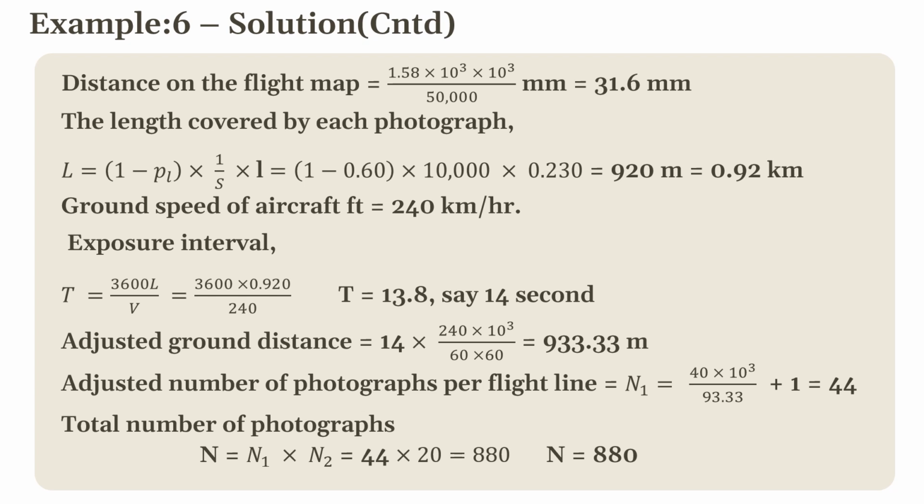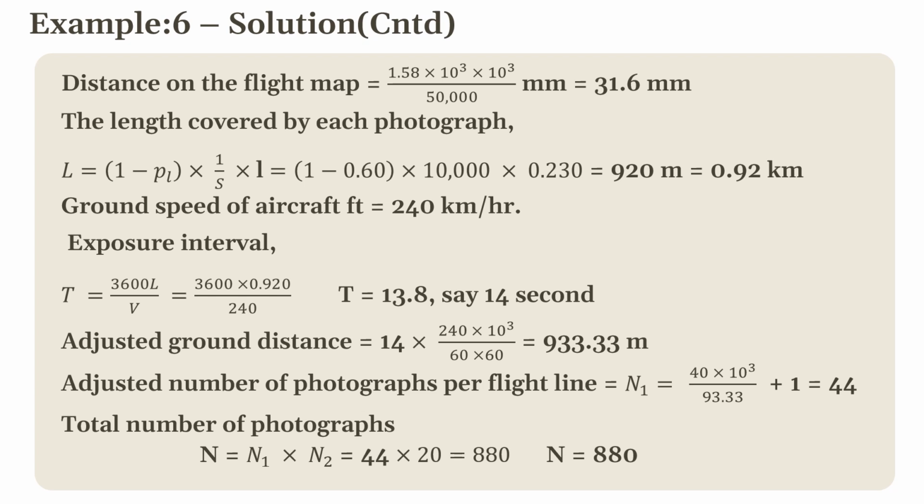Next is the length covered by each photograph. We know the formula for L, so substituting in it we will get 0.92 kilometer. The ground speed of the aircraft is given as 240 kilometer per hour. So using the exposure interval formula, we can obtain the T value. T is equal to 13.8, which means 14 seconds.